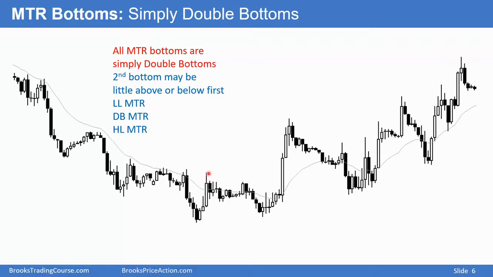The bulls tried for a reversal and failed. The bear trend resumed, but the resumption did not last long. It simply tested the old low, and then we have another reversal attempt, even stronger. This is a slightly higher low, but it's a double bottom. Lower low, major trend reversal, higher low, major trend reversal.